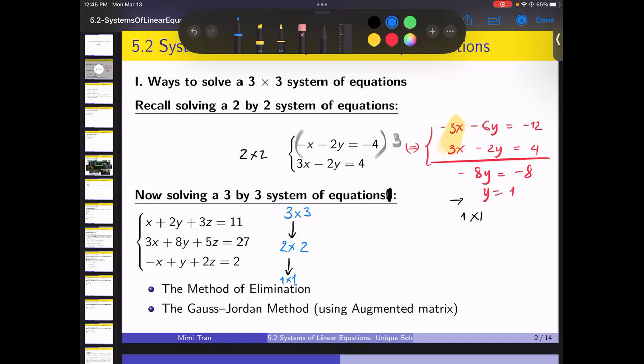And the black arrow in between, now what is the method that allows me to reduce from 3 by 3 to 2 by 2? We're gonna use the method of elimination. For now. But later, we're going to use Gauss-Jordan elimination, using the matrix. But for now, we'll use the method of elimination. So far, so good. So that is the whole picture.